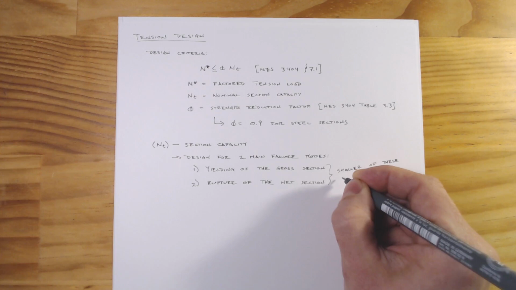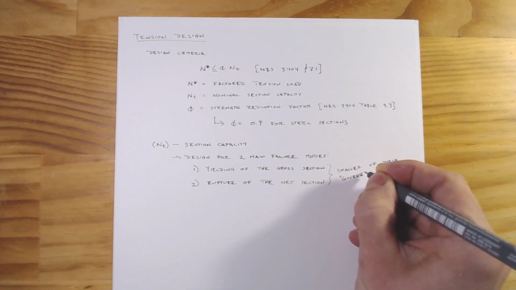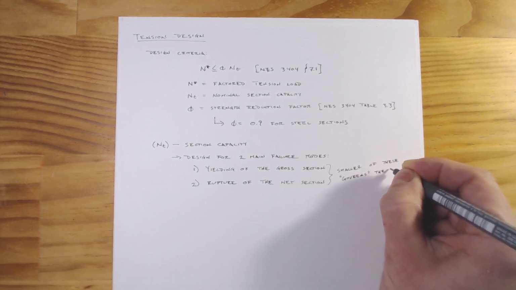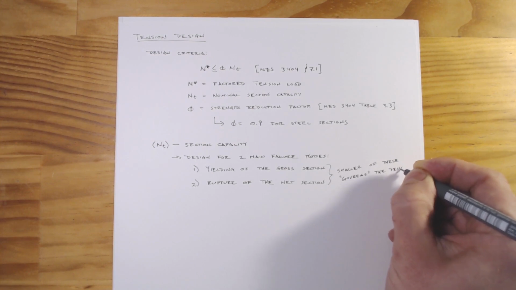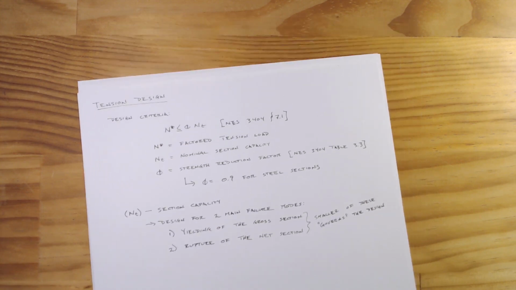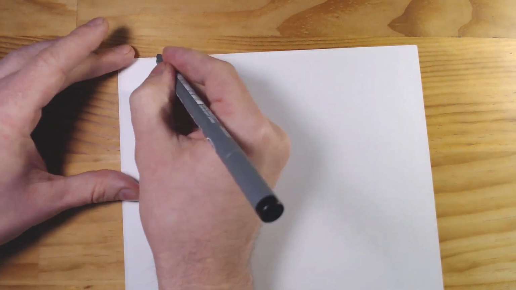It governs the design. So if that's the case, we really need to figure out how to calculate the two section capacities of either yielding over the gross section or rupture over the net section. I want to start by looking at yielding of the gross section.